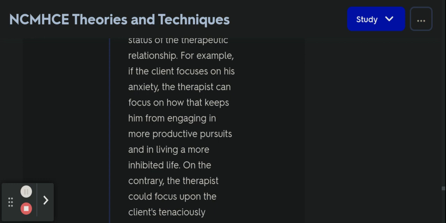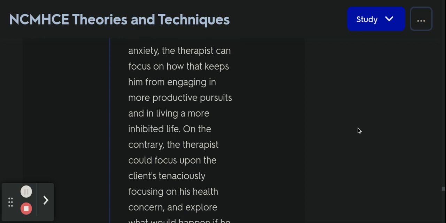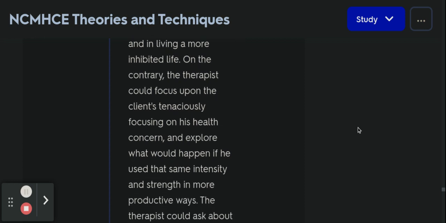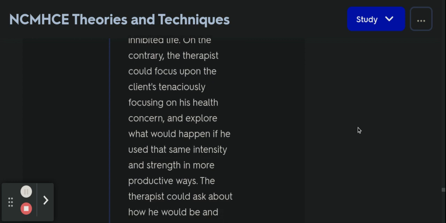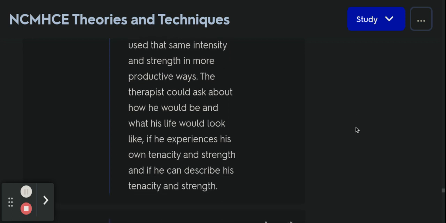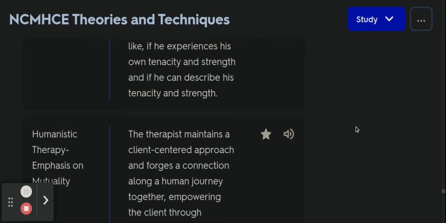For example, if the client focuses on music exciting, the therapist can focus on how that keeps them from engaging in more productive pursuits and in living a more independent life. On the contrary, the therapist puts focus upon the client tenaciously focusing on his health concerns and explores what would happen if he used that same intensity and strength in more productive ways. The therapist could ask about how he would be and what his life would look like if he experiences his own tenacity and strength, and if he can describe his tenacity and strength.